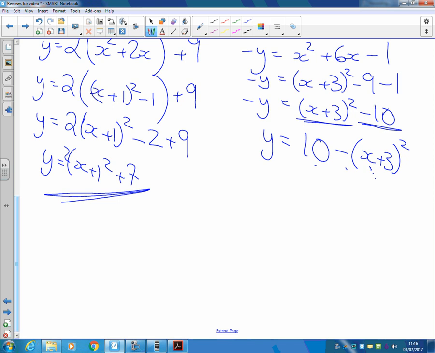What does that one look like? Well, that one looks like it's got a maximum point this time, because it's an upside down one, a maximum point at (minus 3, 10), and so it's going to look like this. That point there we knew from earlier was going to be, what was it earlier? Was it 1 earlier, I think.